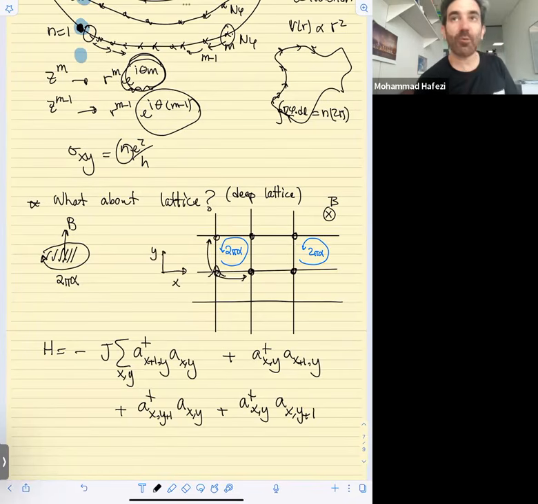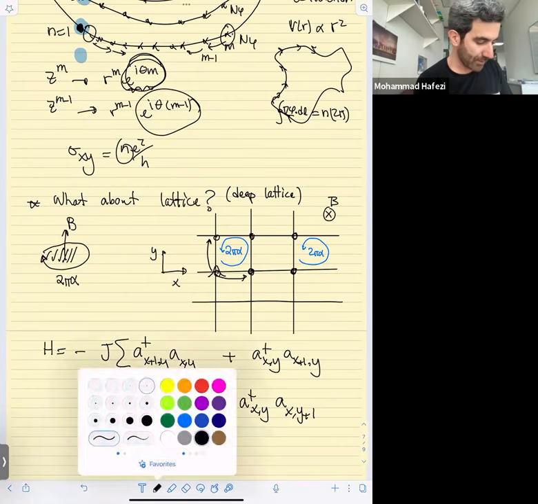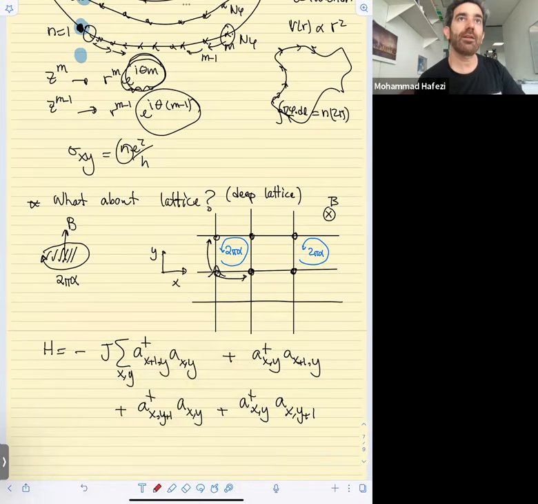Now, if I want this electron to feel the effective magnetic field, then I have to make sure that when it's hopping in the X direction, it acquires some phase. And when it hops in the Y direction, let's say I just don't give any phase. I want to add a phase just when I'm hopping in the X direction. So if I put 2 pi alpha over here, and then minus 2 pi alpha when I hop backward, what happens?